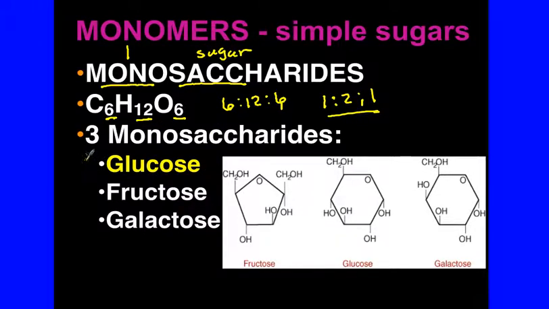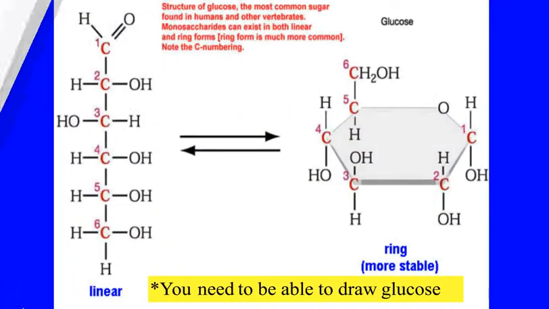The main monosaccharide that we're going to study is glucose. Fructose and galactose are also monosaccharides. So let's take a look at glucose. This is glucose in its ring structure, and then we can also look at it in its linear structure, and we're actually going to draw linear glucose. So let's take a look at that.